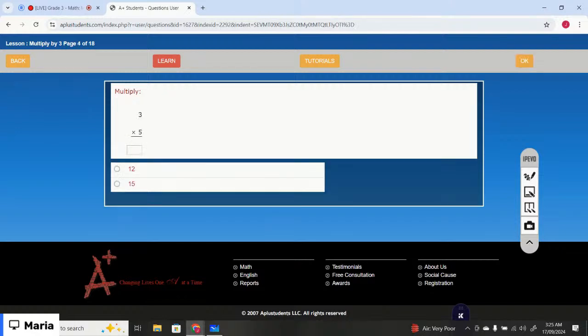Now I am not glitching, right? 3 times 5. So which is the correct option? That is 3 times 5. So the correct option is 15. Option number two is the correct option.